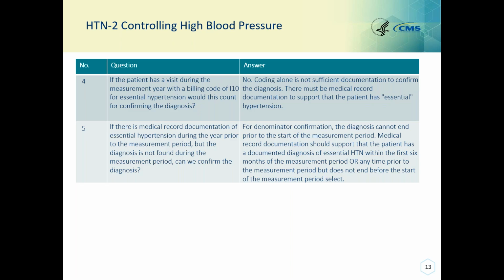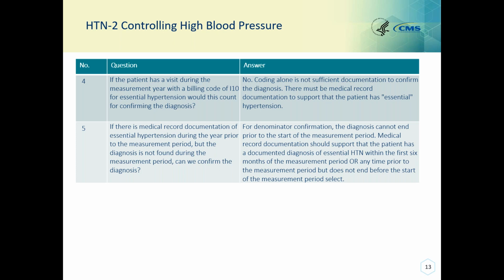Next question is, if the patient has a visit during the measurement year with a billing code of I-10 or essential hypertension, would this count for confirming the diagnosis? Answer is no. Coding alone is not sufficient documentation to confirm the diagnosis. There must be medical record documentation to support that the patient has essential hypertension.